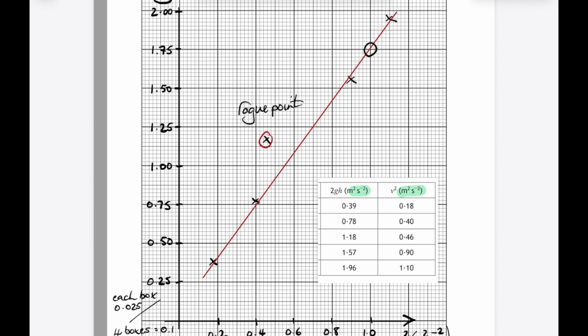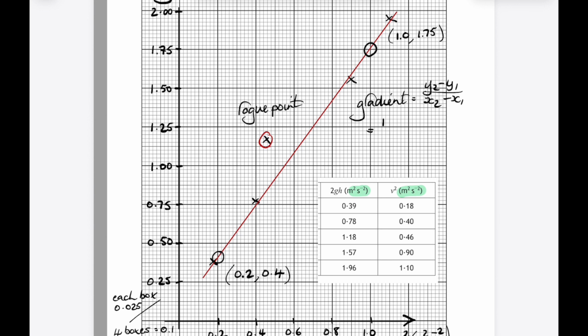So to work out the gradient, pick a point up near the far end of the line and a point down near the start of the line, and then we will use the points on the line to work out the gradient. Don't use any of the values in the table. There's got to be points on the line to work out the gradient. So that uppermost point that I'm using has got an x value of 1.0 and a y value of 1.75, and the point down near the start of the graph is at 0.2 on the x-axis and 0.4 on the y-axis.